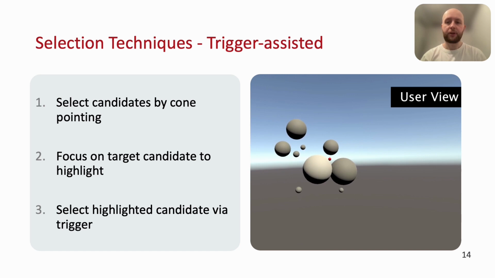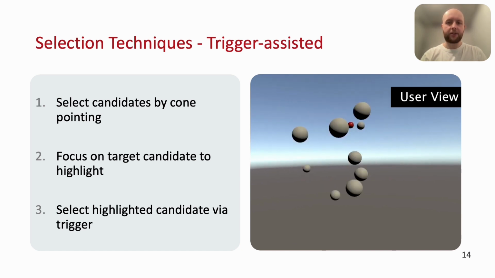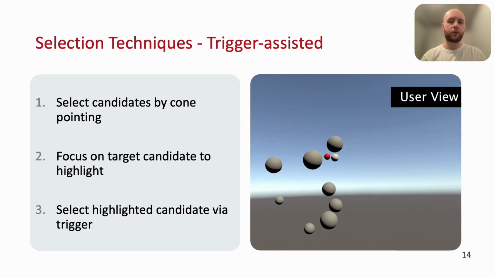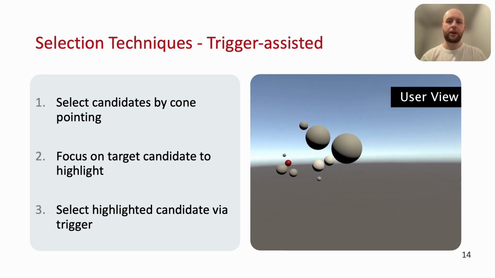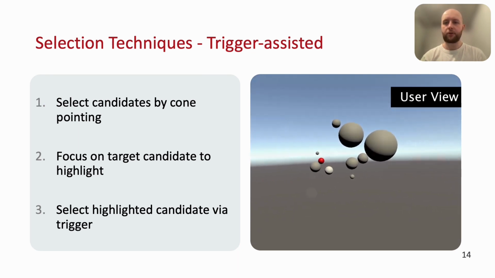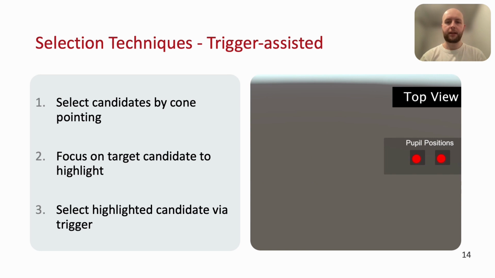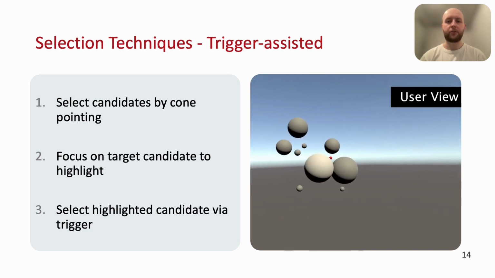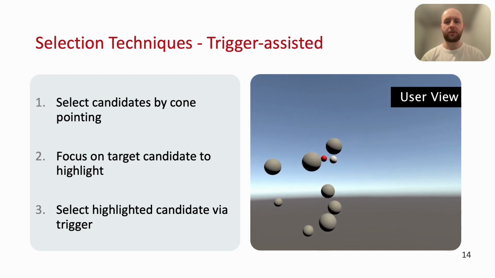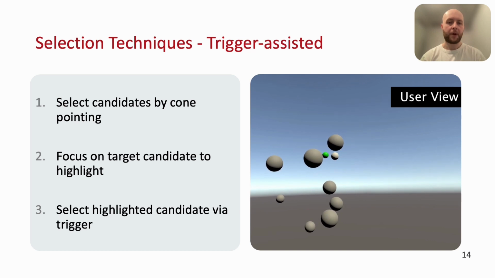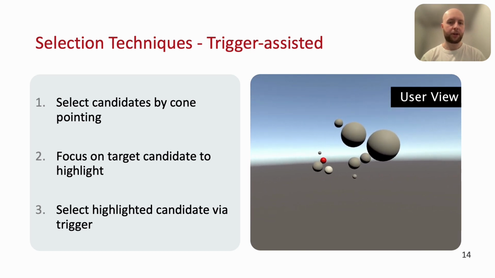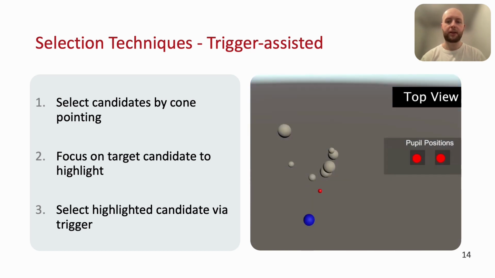We also created a trigger-assistant version of the vergence matching technique, which gives users more control over selection by using a trigger, such as a button press on a controller. And in this technique, you highlight the candidate target with the highest mean correlation, and the user then confirms selection when the trigger is activated. And this avoids issues with having to reach a specific threshold for selection, and may also reduce the Midas touch problem because the user has full control when a selection happens.